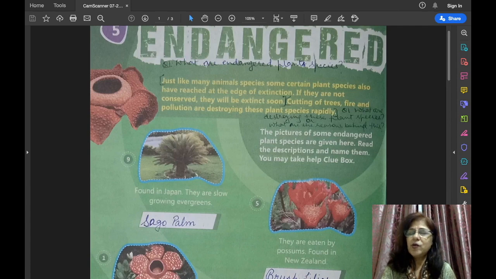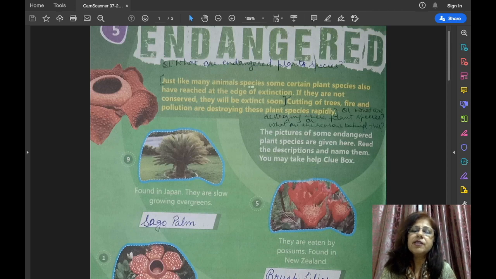Today I am going to explain you two lessons, endangered plant species and no more on green world. So the first lesson that I am going to explain is endangered plant species. Now dear children, what do you mean by endangered? Endangered means in danger of being harmed or destroyed completely. So let us begin to read.